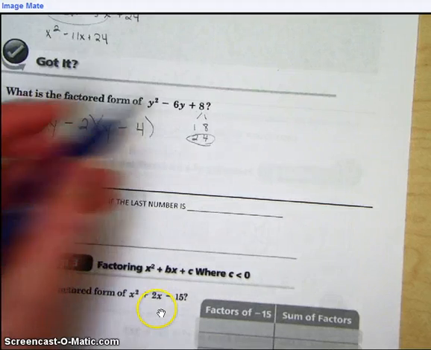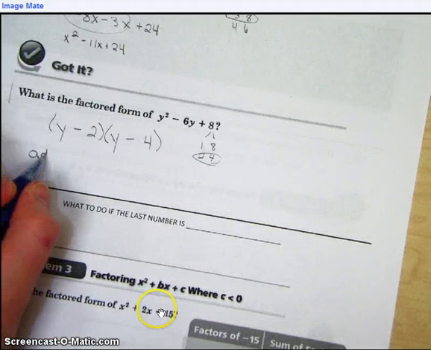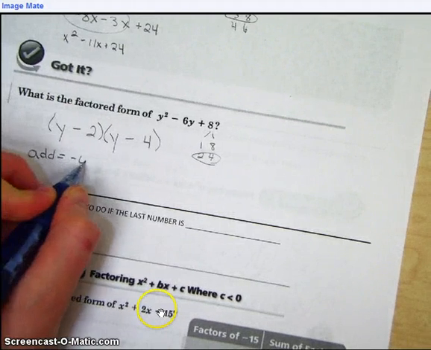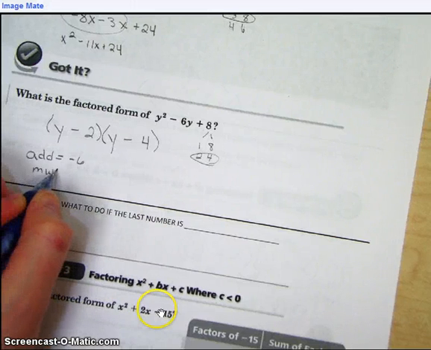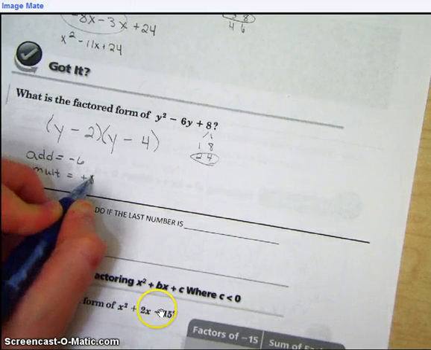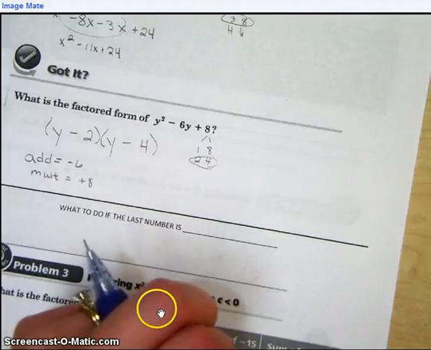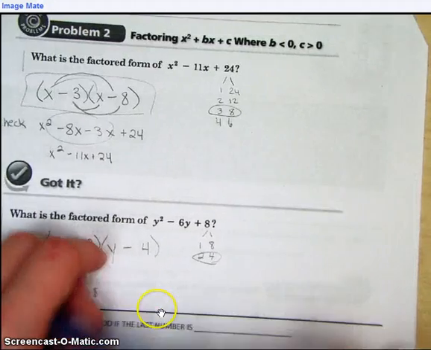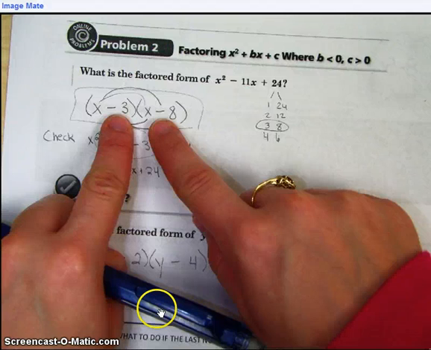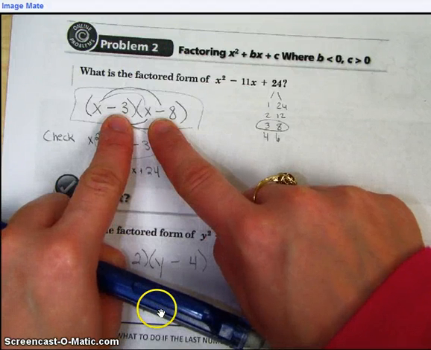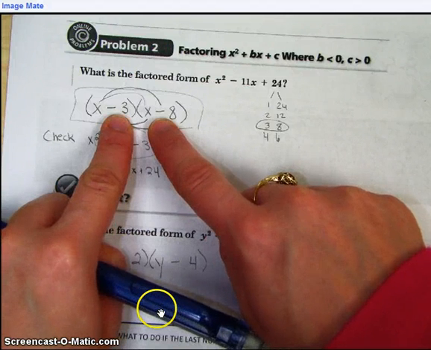Okay? So our goal here, let's make sure we're clear. If you add them, you need to get a negative 6. If you multiply them, you need to get a positive 8. Does that work? It sure does. Up here you could have done the same check. Do they add to equal negative 11? Yes. Do they multiply to equal positive 24? Yes.